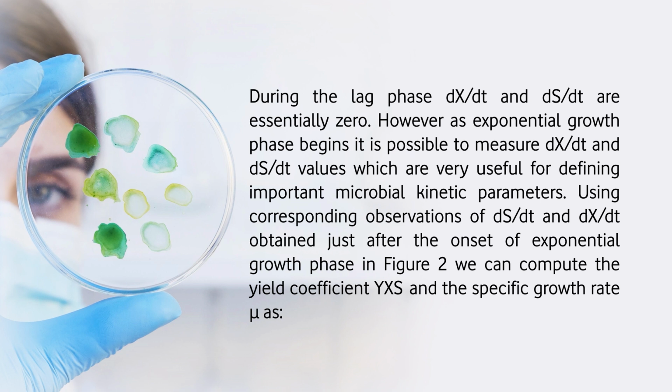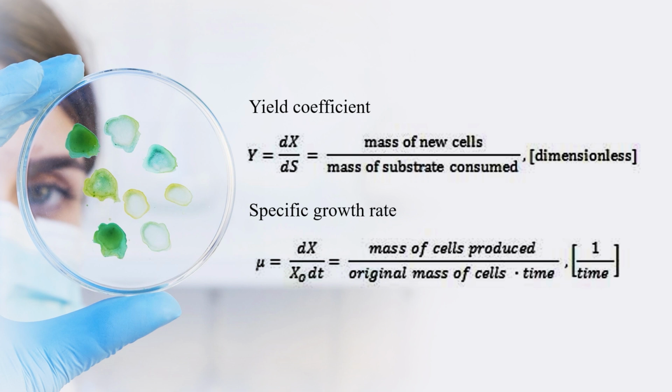Yield coefficient means the amount of biomass that is increasing with respect to the substrate concentration that you are giving. The yield coefficient is the increase in the biomass with respect to the change in the substrate concentration. You can see that it is the mass of the new cells with respect to the mass of the substrate consumed. Please understand the yield of the biomass as dX by dS.